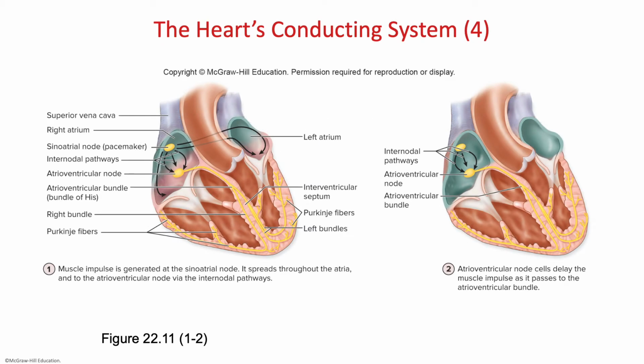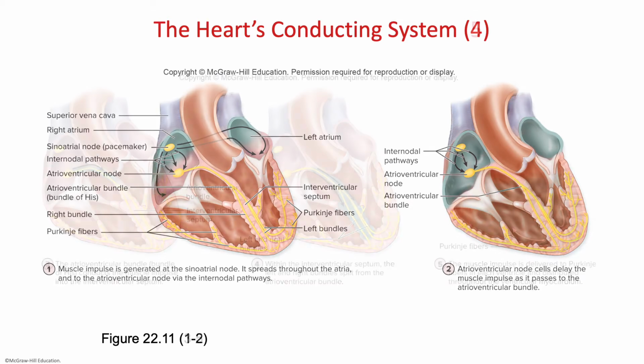So this takes you through the first two steps of the heart's conducting system. You can see how the impulse starts in your SA node, travels to your AV node in step 1, and then in step 2, the impulse is traveling into the atrioventricular bundle of His in the septum.